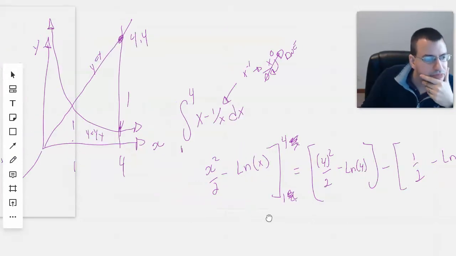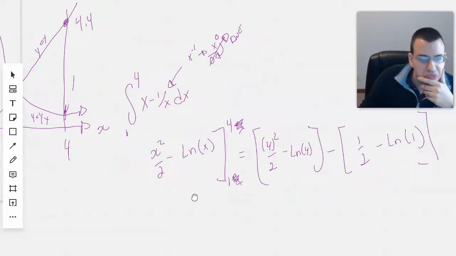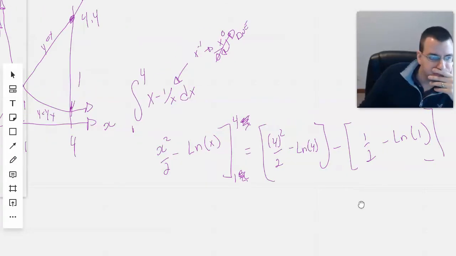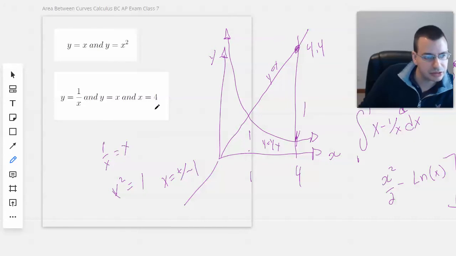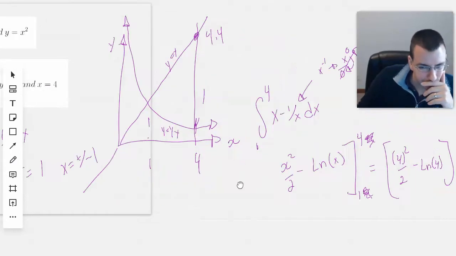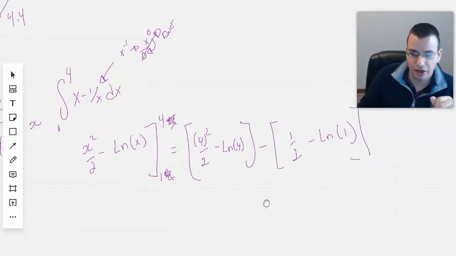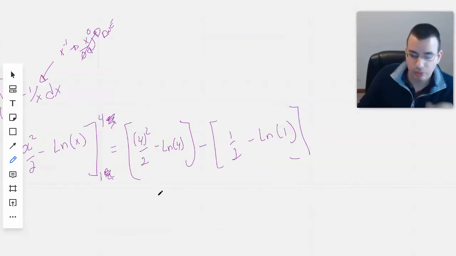Okay. Is that where they equal each other? Y equals x. Yeah, I'm good with that. And natural log of 1 is 0. I'm never quite sure about that.